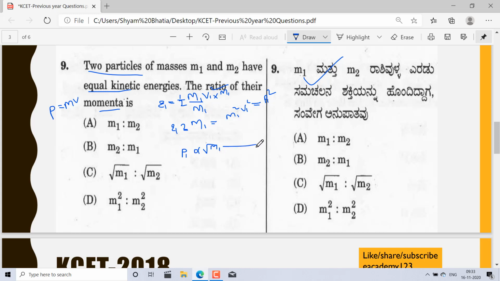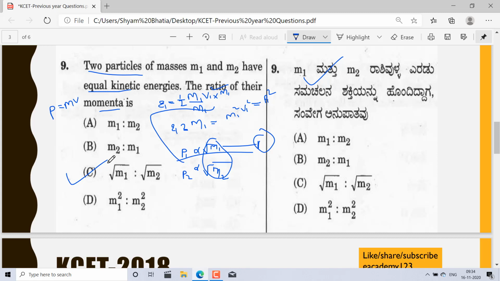So this is equation 1, friends, and similarly equation number 2: p2 is also directly proportional to root under m2. When you take the ratio, p1 upon p2, the ratio of their momenta is root under m1 upon m2. The C option is correct. With a simple one or two step calculation you can easily find what you need.